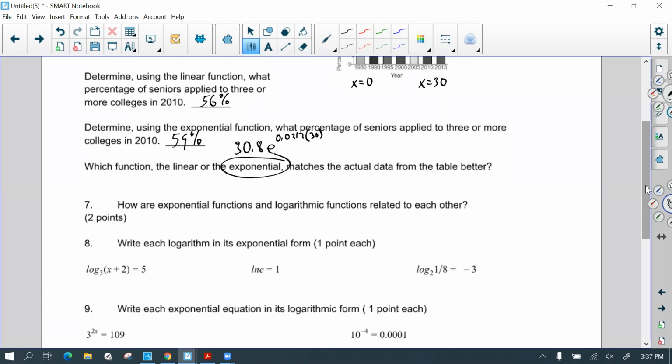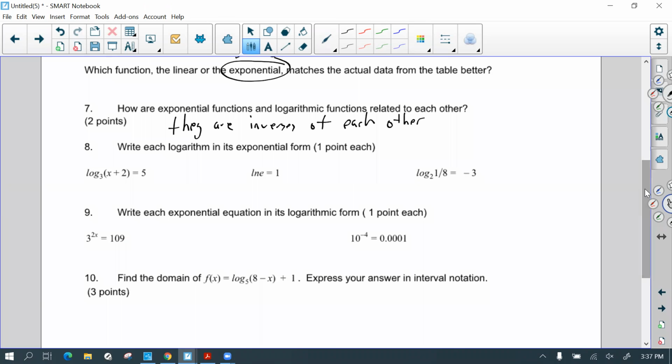How are exponential functions and logarithmic functions related to each other? They are inverses of each other. Number 8, write the log as an exponential. So this is 3 to the 5th equals x plus 2 because logs are exponents. This is e to the 1st equals e because logs are exponents. This is 2 to the negative 3rd equals 1/8 because logs are exponents.